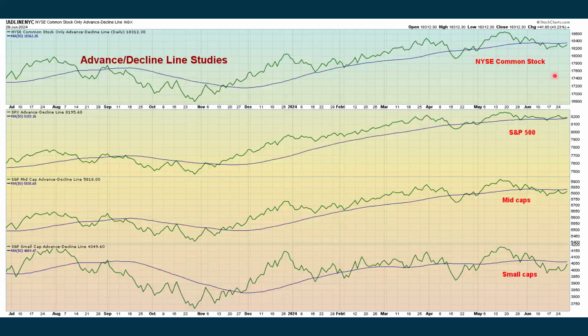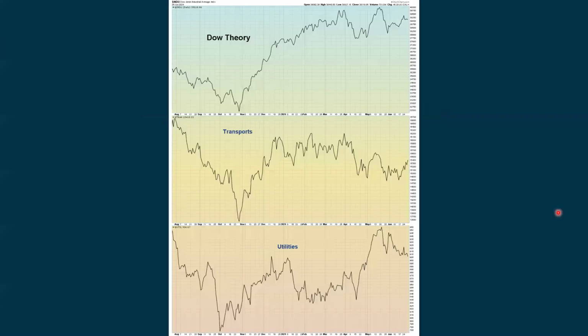And then we look at some other areas. I do show this in the daily video. I have an advanced decline line studies here. This is a little bit concerning and showing us some negative divergences. The NYSE common stock, although it is bouncing back up, it's still below its moving average. Holding up a little bit better is the S&P 500, barely above its moving average. Seeing some improvements with the mid caps and the small caps, but they're still below their moving averages.